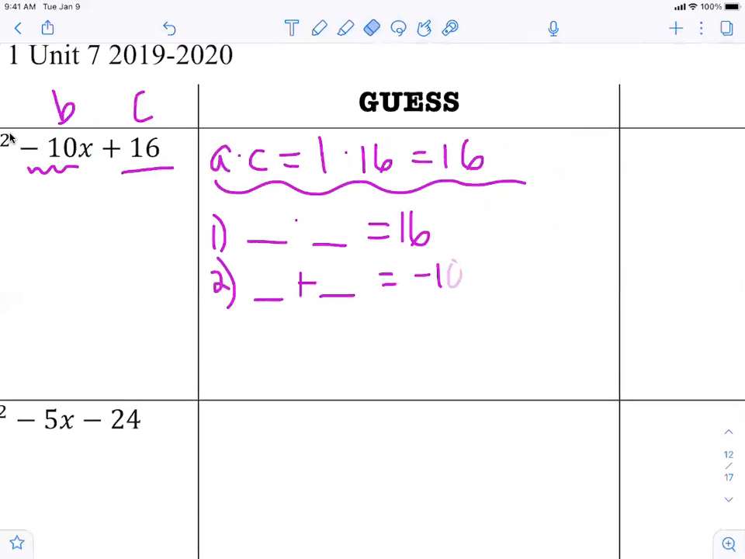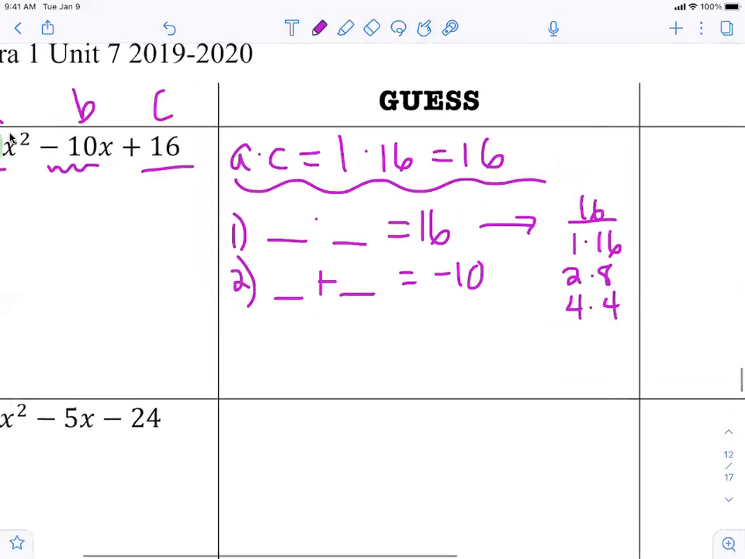So what we're going to do now is we're going to look at 16. And 16, we're going to find all of our factors. 1 times 16, 2 times 8, 3 doesn't work, 4 times 4, and we're done. Now here's where we have to be a little bit careful because we have to add to be a negative number, which means we have to kind of be careful about signs.